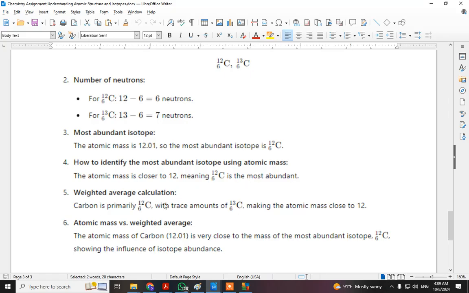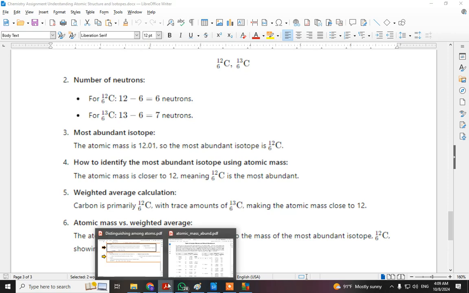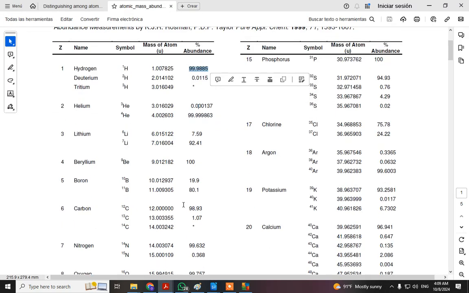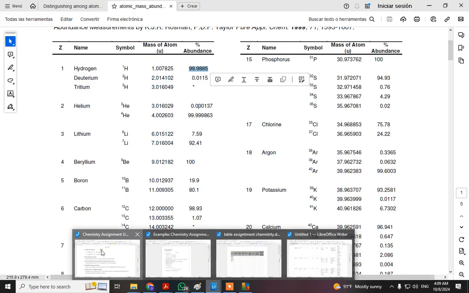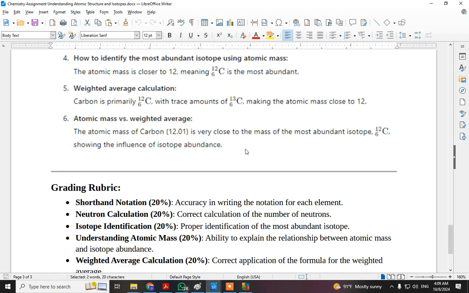The weighted average calculation, right? Well, we know how to do it. You take this one, you look for the percentage of each one, 98.93. That is to say, you will multiply 12 times 0.9893, and 13 times 0.0107. You multiply that, you add them, and you get yourself the weighted average.